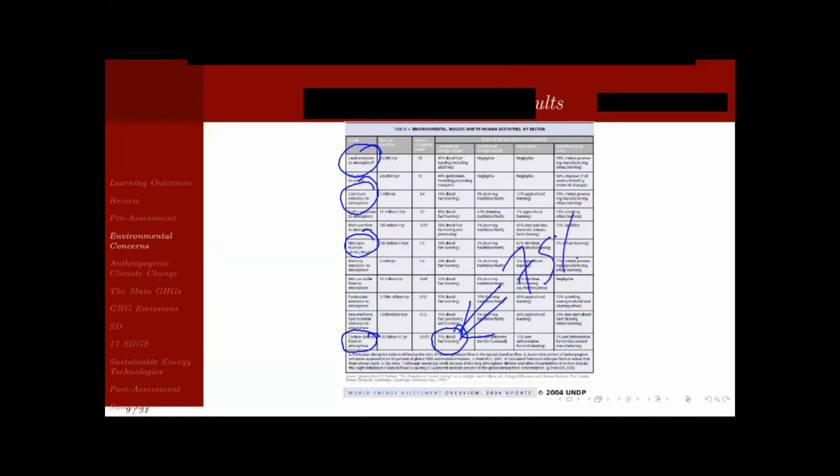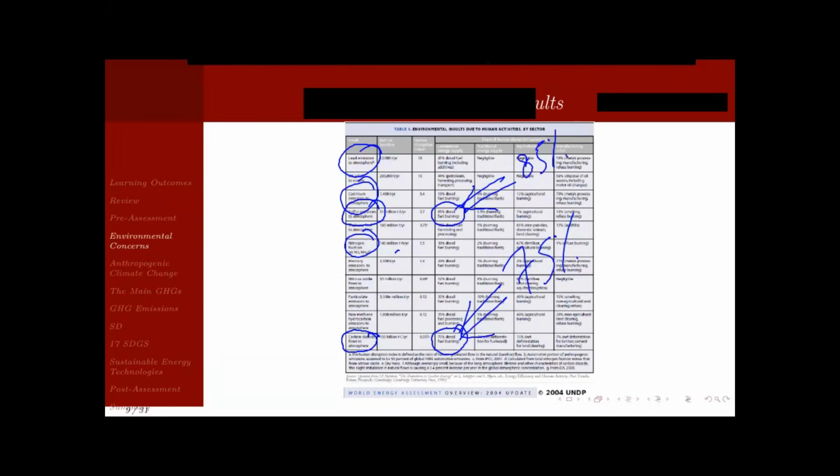75% contributed by this fossil fuel burning. Yeah? That's tremendous. Even the sulfur emissions, contribution of fossil fuel burning is how much? 85%.